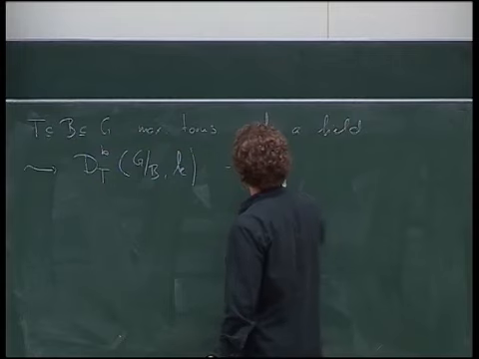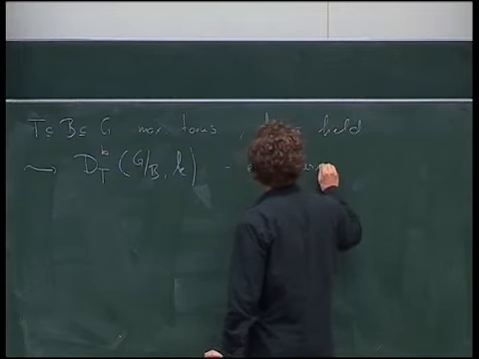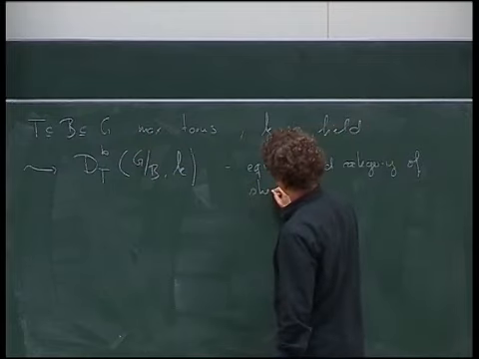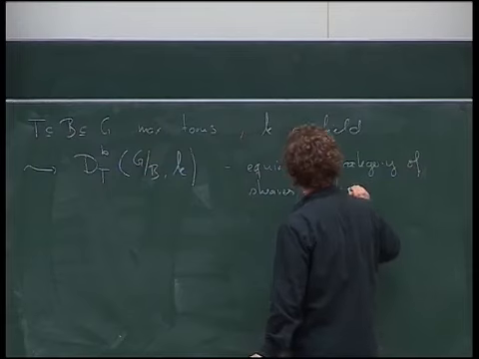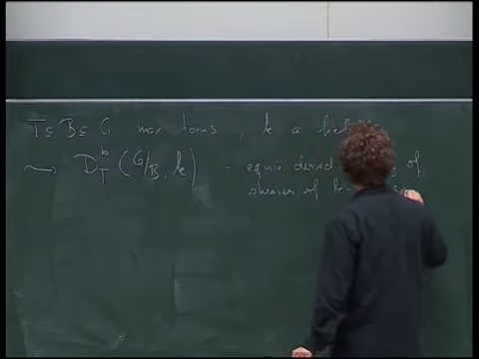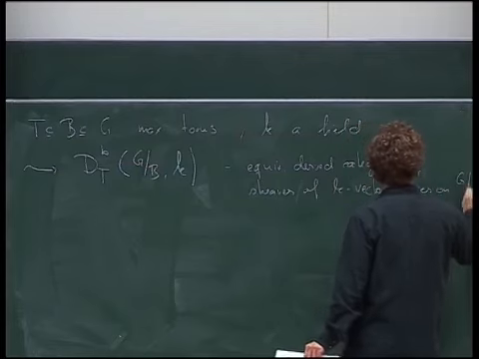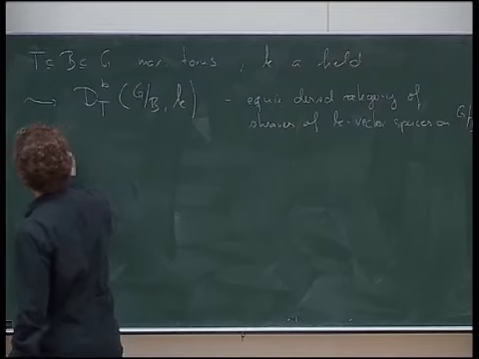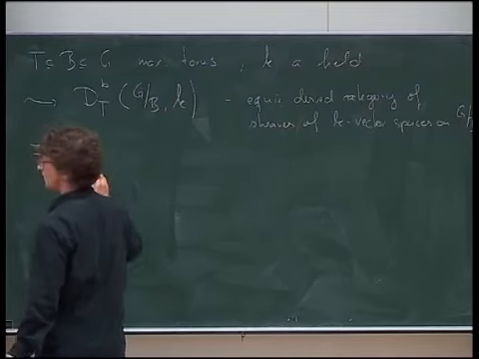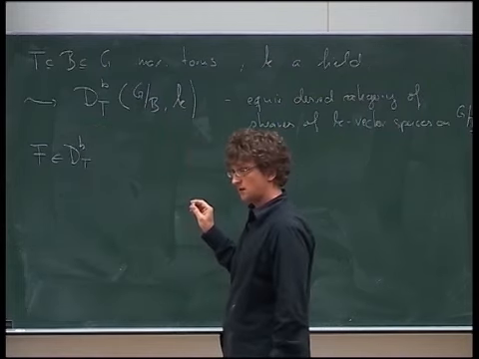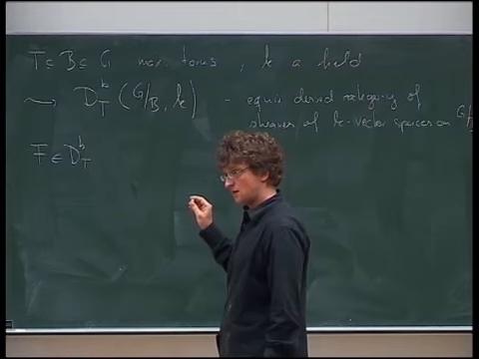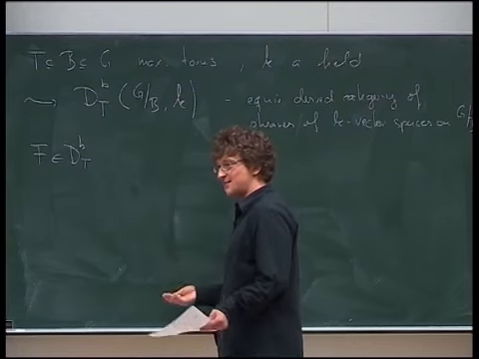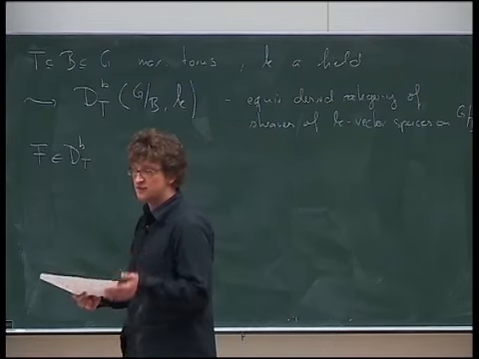So this is the equivariant derived category of sheaves of K vector spaces on G mod B. And for any object here, no, we don't take the derived category of equivariant sheaves, but this is the equivariant derived category in the sense of Bernstein-Lunts.